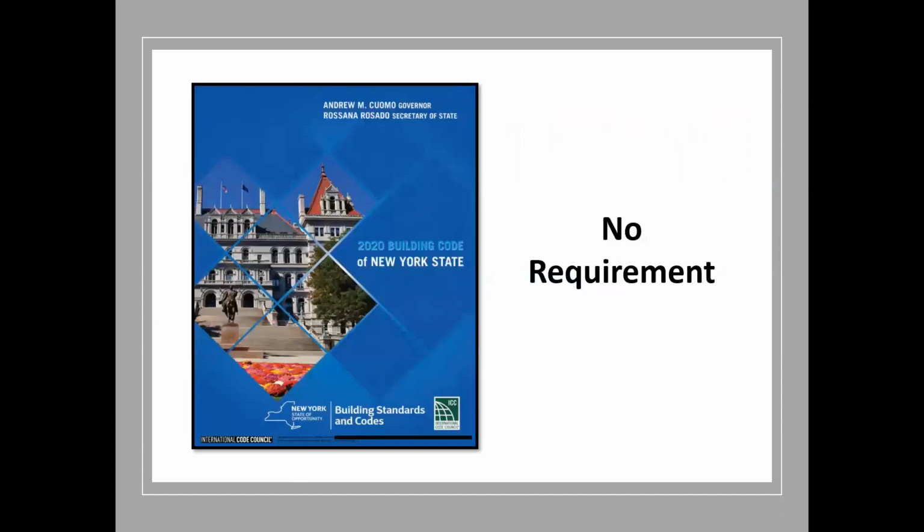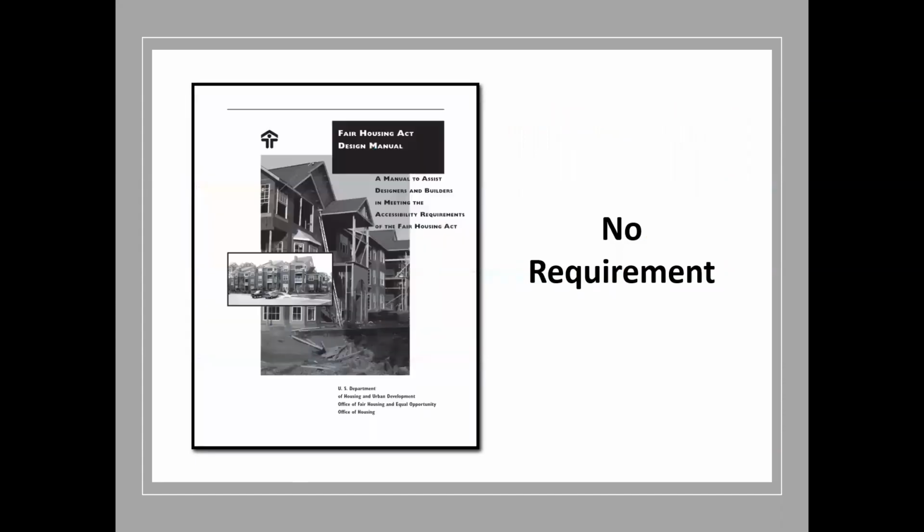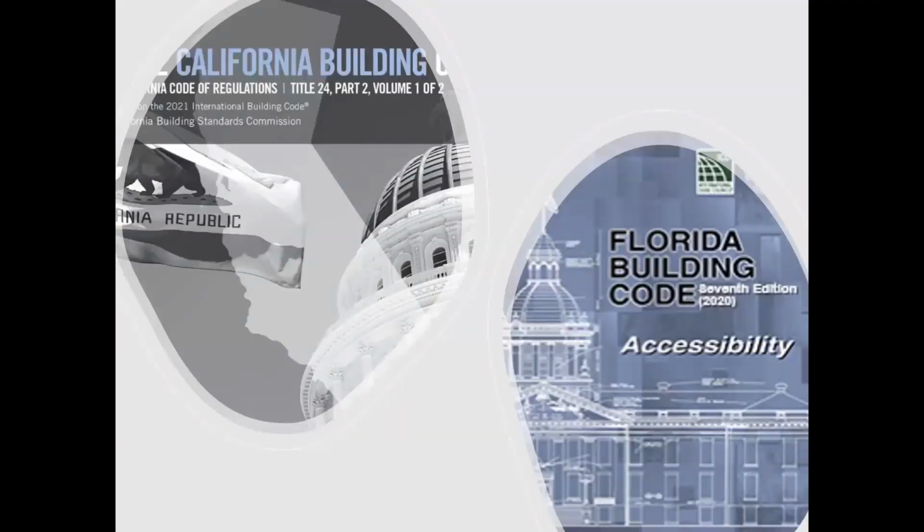There's no requirement mentioned in the 2020 Building Code of New York State, and no requirement in the ICC A117.1, the 2017 standard, and no requirement mentioned in the Fair Housing Amendments Act. As we have seen, the majority of the access standards that we looked at have no requirement concerning traveling behind vehicles other than your own. In this lesson, only California and Florida prohibit traveling behind vehicles other than their own.